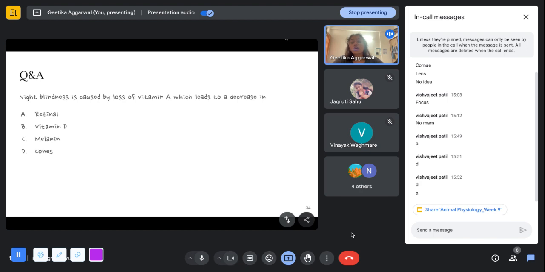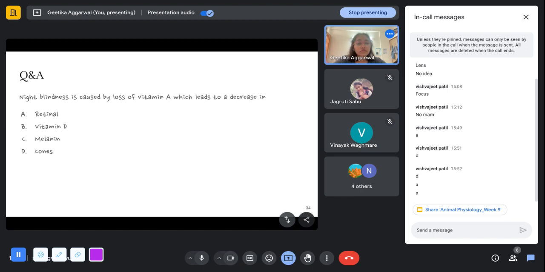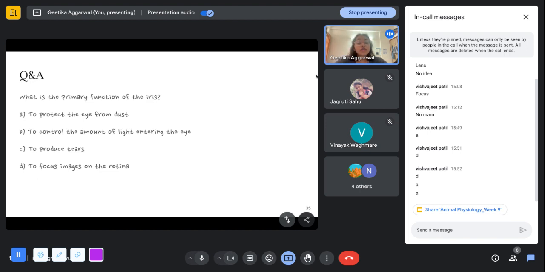Night blindness is caused by the loss of vitamin A, which leads to a decrease in which of these? Retinal. Correct. So you both are correct. It's retinal.